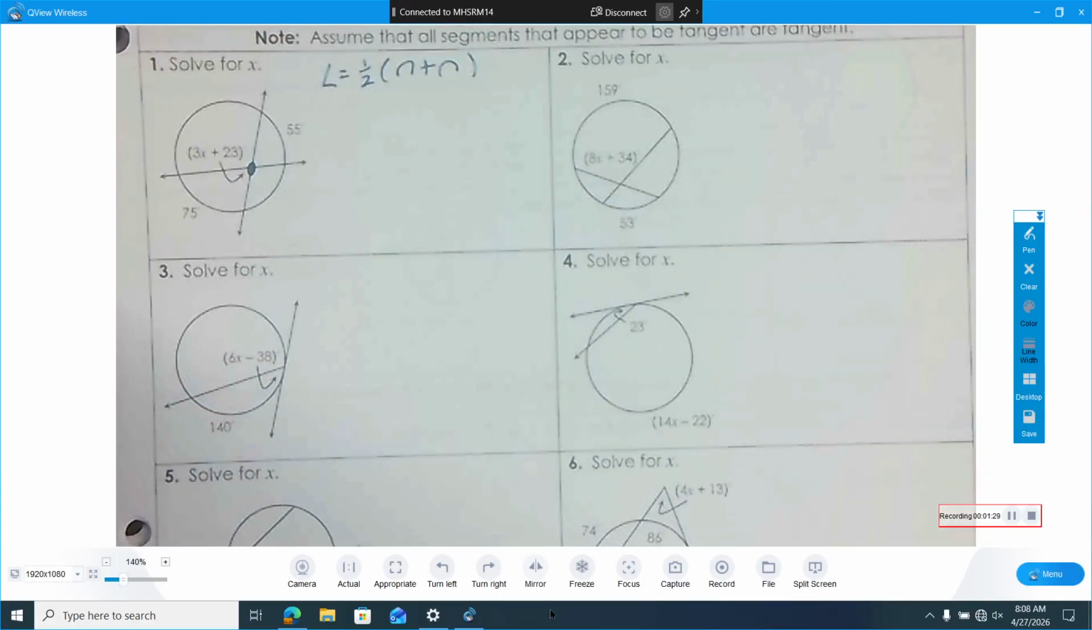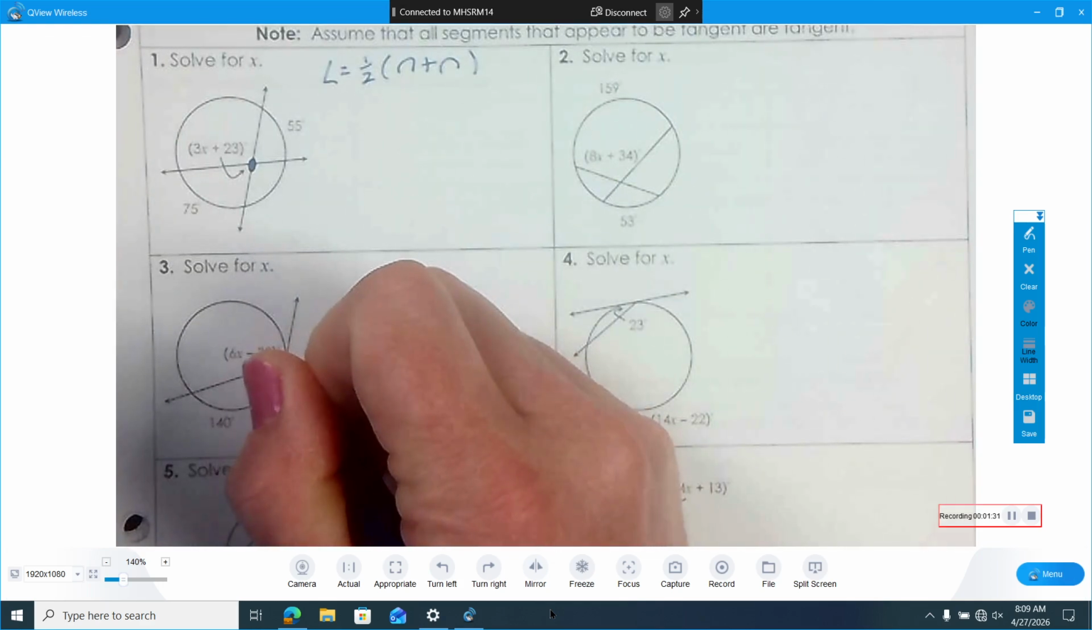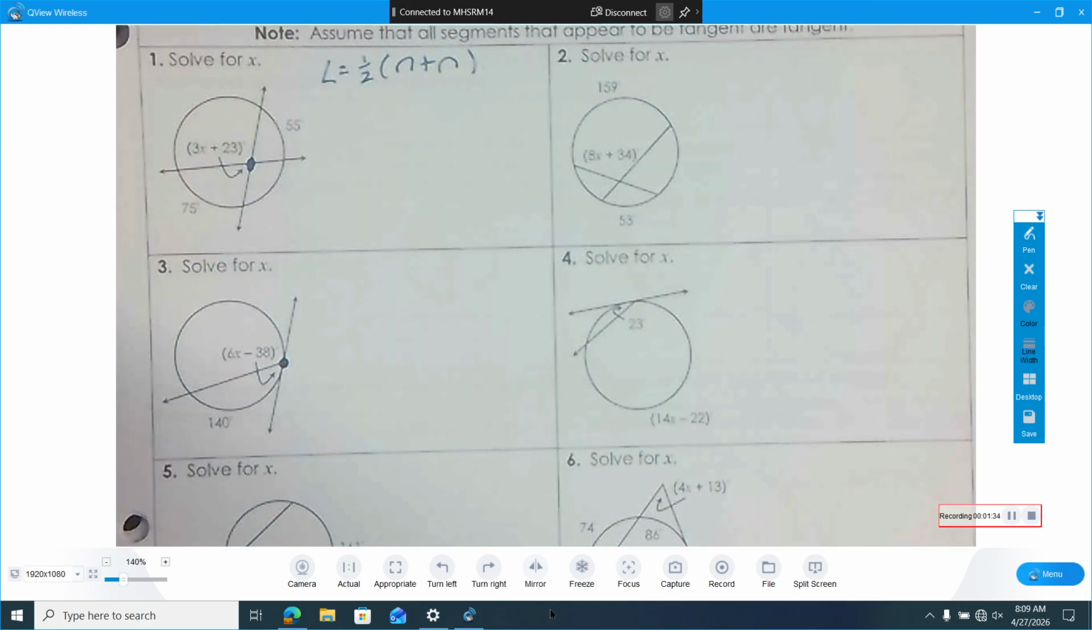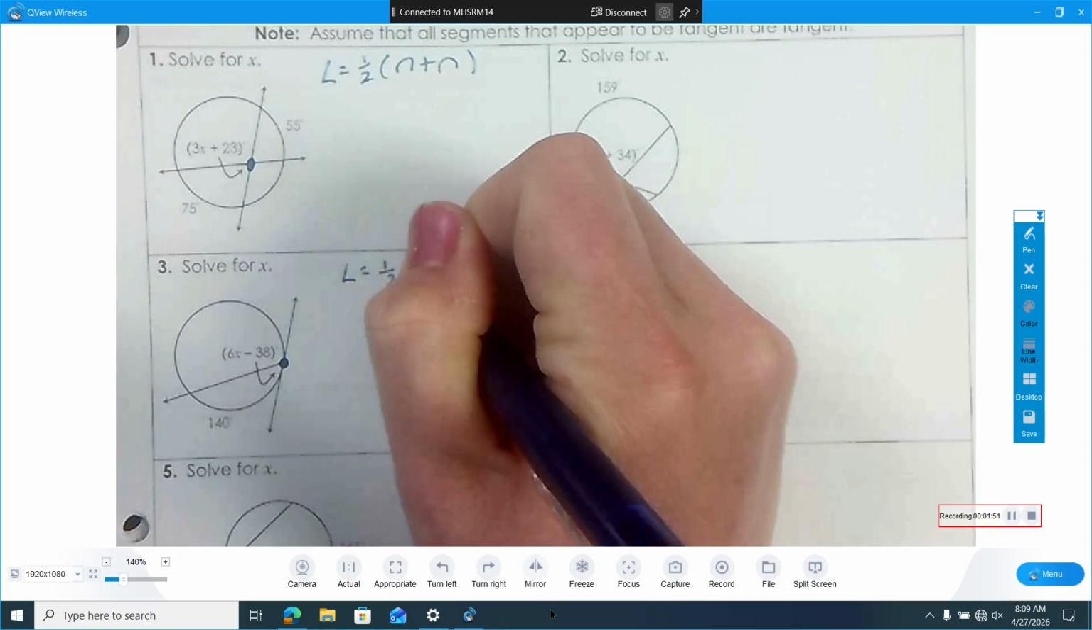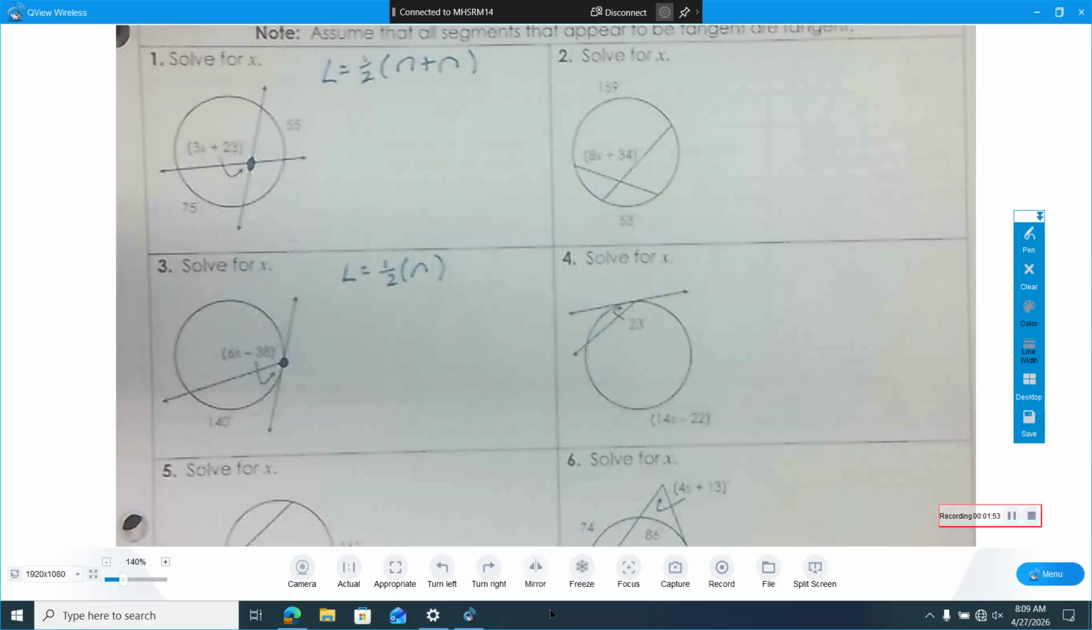Looking at number 3, here we have the intersection is on the circle. I would call this an inscribed angle. What's the setup for that? It's just half the arc. Yeah, the angle just equals half of the arc.